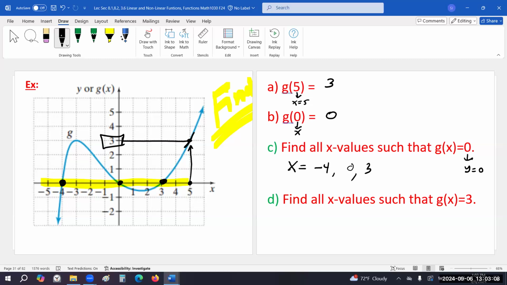Who wants to try the last one? -3, so x is -3 and 5. So they gave us y is 3, y is 3 is here. So we have one x value here, -3, perfect. Another x value here, 5. Wonderful.